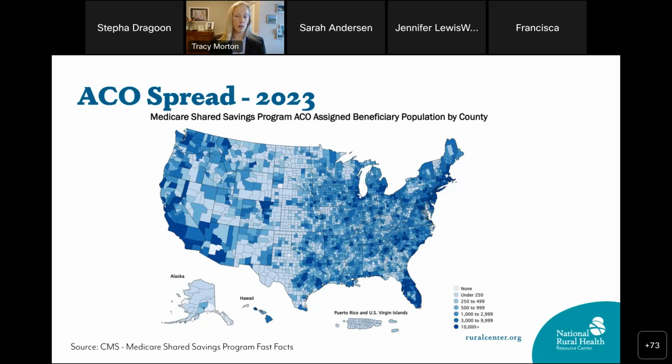There are roughly 2,200 rural health clinics and about 4,400 FQHCs that are participating. In 2021, there was a total earned shared savings of $2 billion with an average quality score of 91%. So they are demonstrating shared savings, and they are certainly demonstrating improved quality outcomes as well.